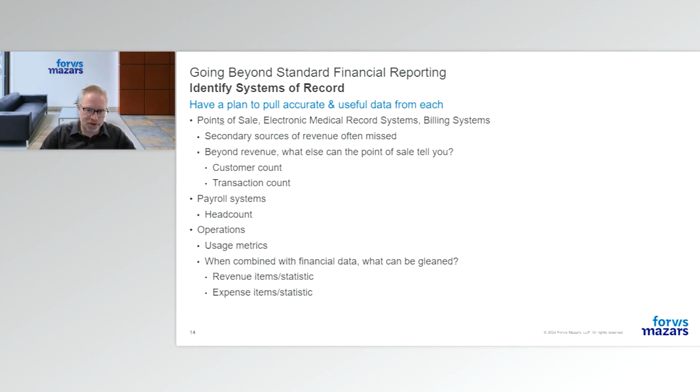bit. So the first thing we want to do is identify your systems of record. What all is out there? And then come up with a plan to pull out accurate information from those systems and then translate that to your accounting records. So we mentioned a singular point of sale or points of sale. If you've got multiple revenue sources, you want to consider every point of sale. I think that goes without saying.